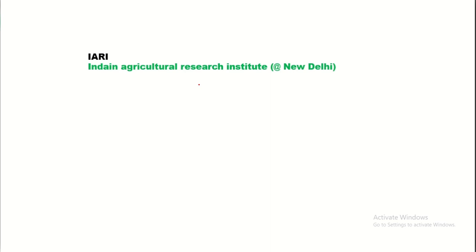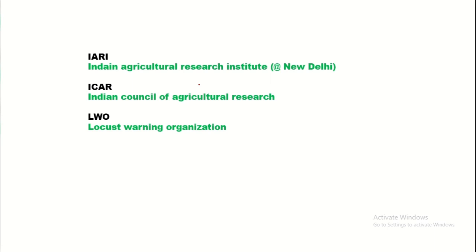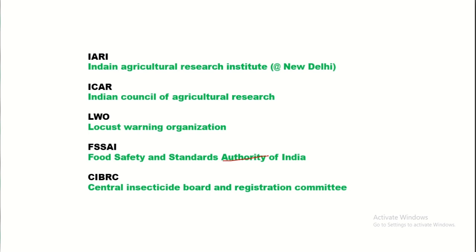IARI: Indian Agricultural Research Institute. ICAR: Indian Council of Agricultural Research. LWO: Locust Warning Organization. FSSAI: Food Safety and Standards Authority of India. CIBRC: Central Insecticide Board and Registration Committee. NCIPM: National Centre for Integrated Pest Management.